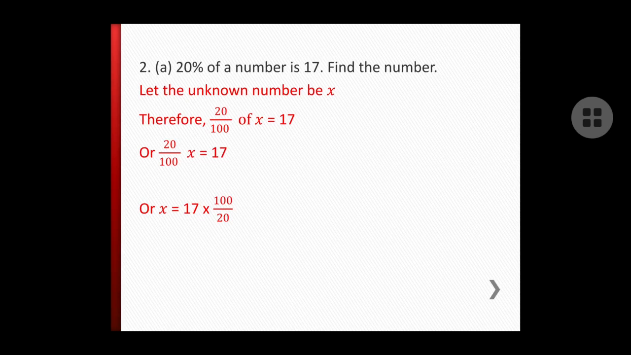Now I am directly reducing. What is 100 by 20? Directly simplifying with 20. So it's just 5 times. So what is remaining? 17 into 5, and that is 85. So that number is 85. That means 20% of 85 is 17. That's the meaning of it. Okay, use some logic, you will get it.